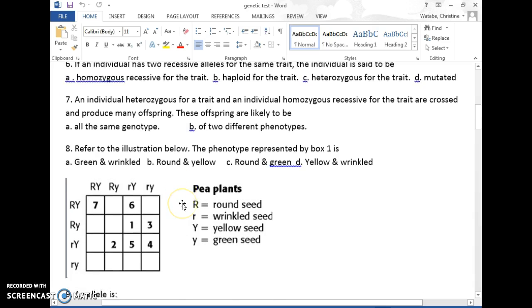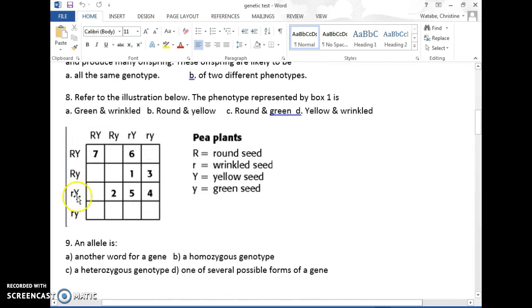Question number 8. Please refer to the illustration here. The phenotype represented by box number 1 right here is A, green and wrinkled, B, round and yellow, C, round and green, or D, yellow and wrinkled. Please refer to this key. Big R is round seed, little r is wrinkled seed, big Y is yellow seed, little y is green seed. Again, what is box number 1?